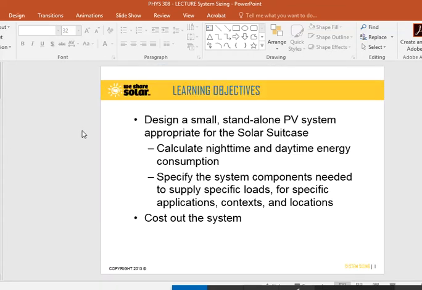Okay. What are we trying to do here? Well, we're trying to create a standalone photovoltaic system that's appropriate for the solar suitcase. And so one of the things we have to do is figure out how much energy am I going to need at night? How much energy am I going to need during the day? And then we will try to figure out what system components are needed to supply specific loads for the various application contexts and locations. So you'll need to think about what that is as you're speccing out.